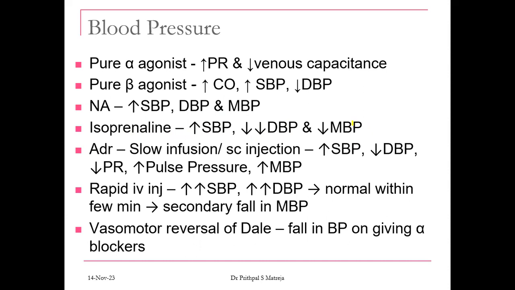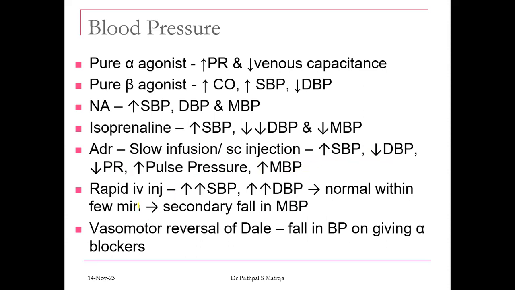Now, the situation is tricky when we talk about adrenaline. The response of adrenaline would vary depending upon whether we are giving it by slow infusion or subcutaneous injection, or by rapid IV injection. Supposedly, if we give it by slow injection or subcutaneous injection, it tends to fill up the beta receptors first, followed by alpha receptors. So once it fills up the beta receptors, it causes a decrease in systolic blood pressure, a decrease in diastolic blood pressure, a decrease in pulse pressure, and an increase in mean blood pressure.